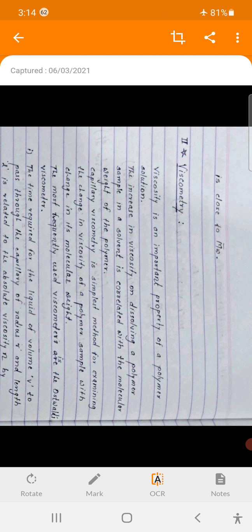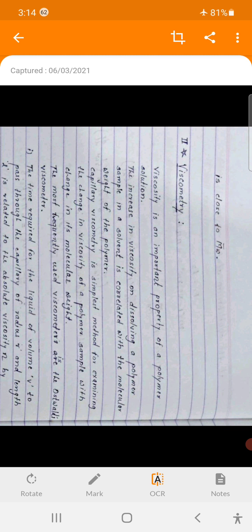The next method for polymer molecular weight determination is the viscometry method. In our laboratory, for the TYBSc practical work also, there is an experiment based on this viscometry method for determination of molecular weight of polymer.